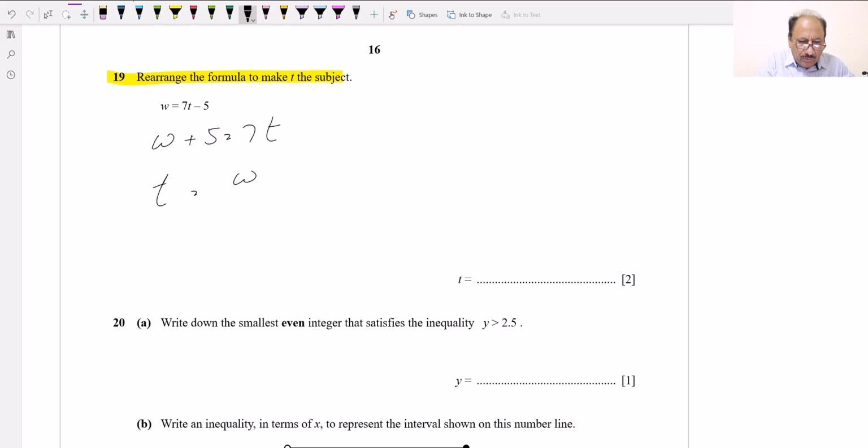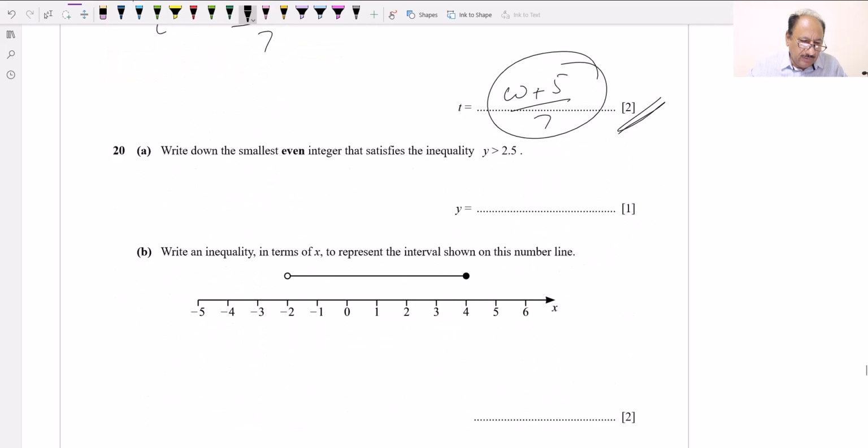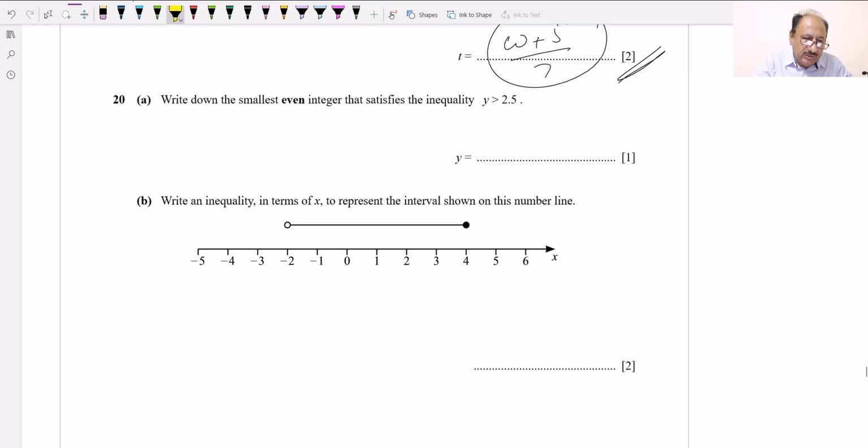So t will be equal to w plus 5 over 7, and this is for 2 marks. It's done. Now question number 22 says, part a, write down the smallest even integer that satisfies the inequality. So the smallest even integer greater than that will be 4. 3 is not even, so we take the smallest one, which is 4, and it's for 1 mark.